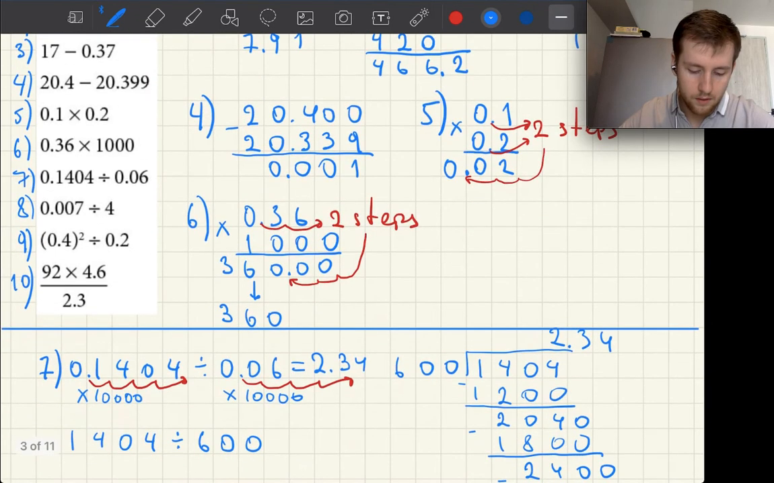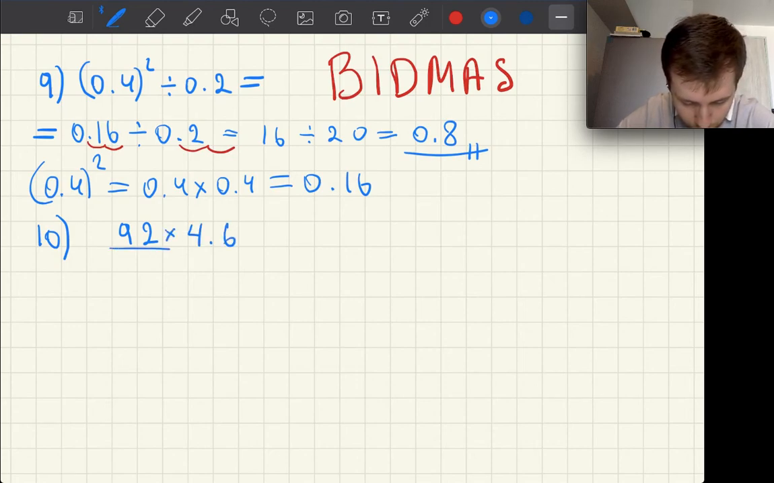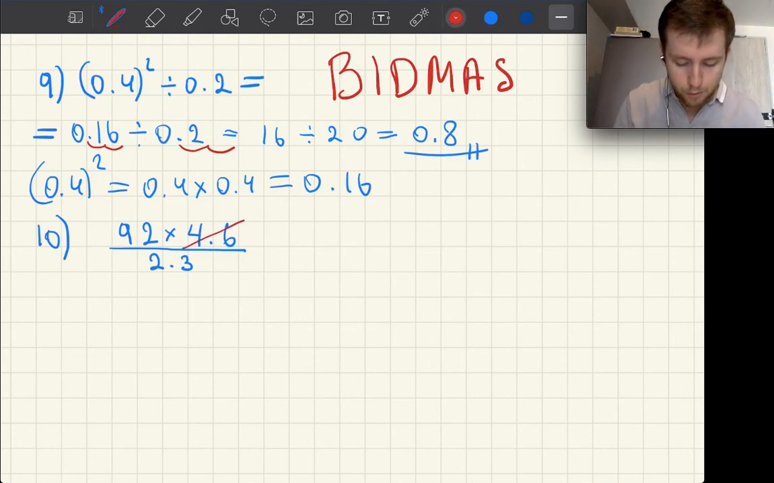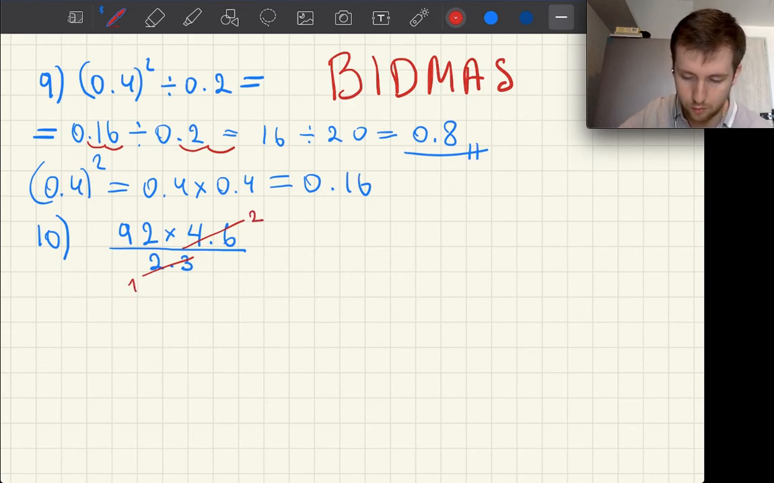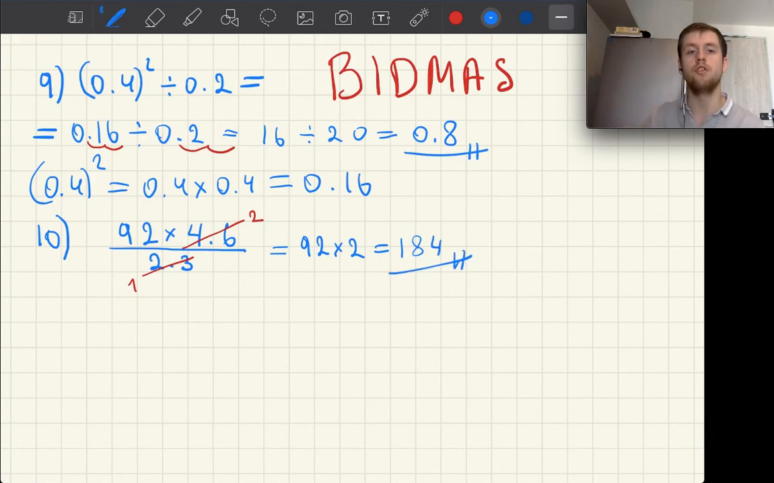Okay, and finally, the last question, 92 times 4.6 divided by 2.3. So here we could do this multiplication and then division, but let's think a little bit about it. These two numbers, 4.6 and 2.3, they actually can be cancelled. They both can be divided by 2.3. So here we would get 1, and here we would get 2. And now we can just do 92 times 2, which would be equal to 184. Which is the final answer.